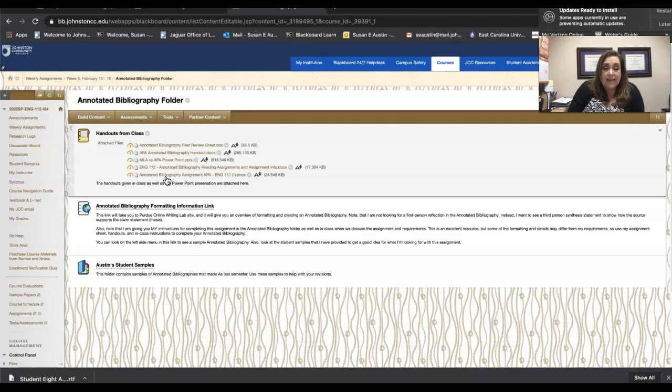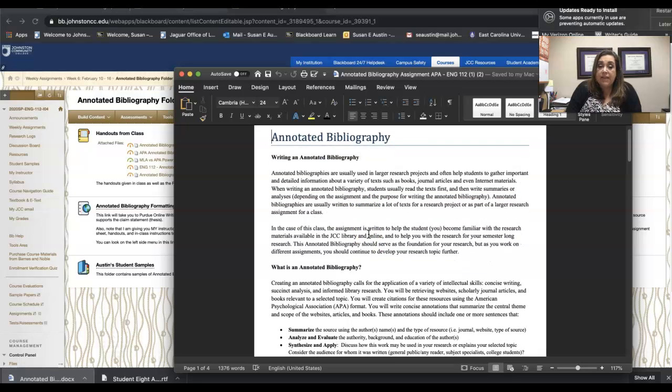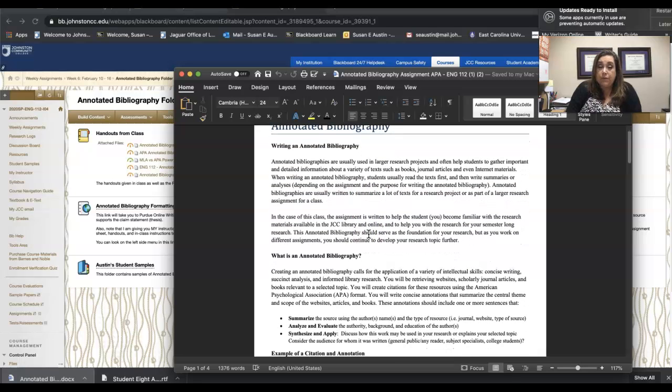Okay, so next I do have the annotated bibliography assignment here. And this is going to be a lot more detailed than the one you'll see with the actual assignment link. It goes through and explains step by step, section by section, what the expectations are for this assignment. And so I think it is significant and you should spend some time reading through it.